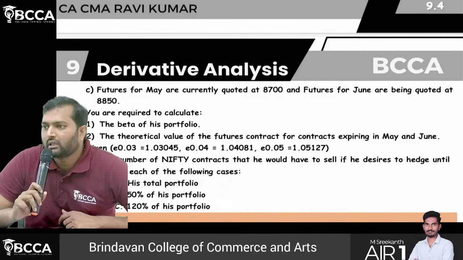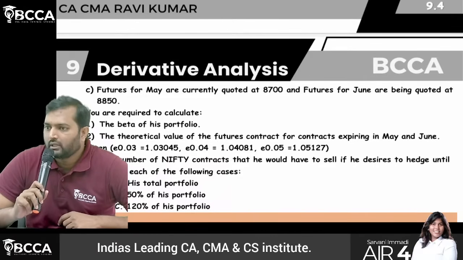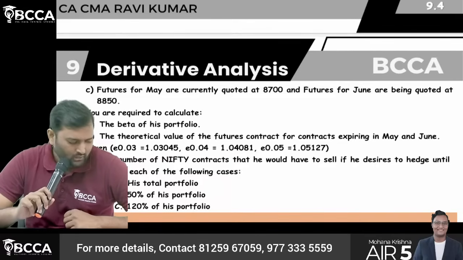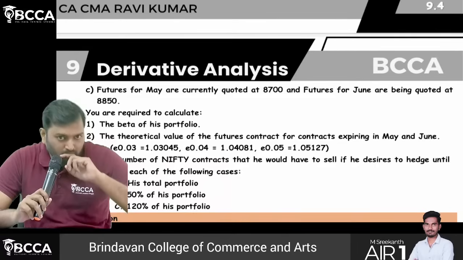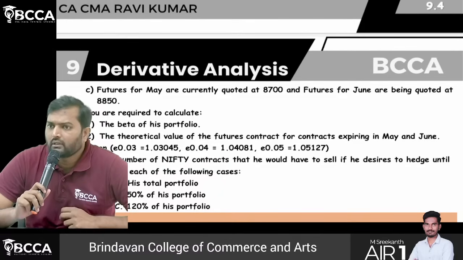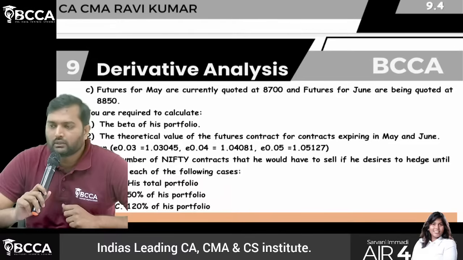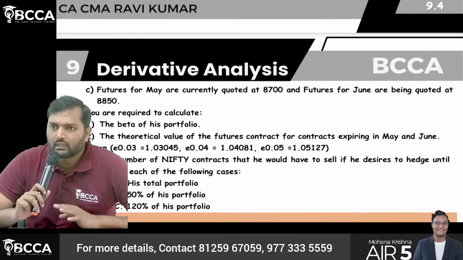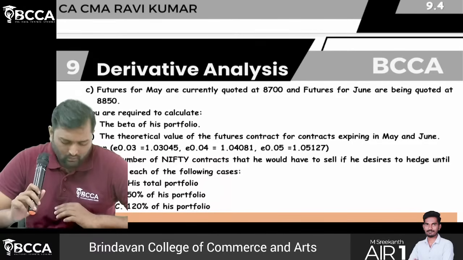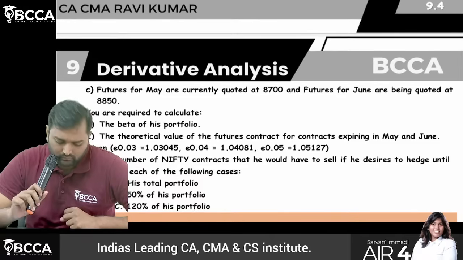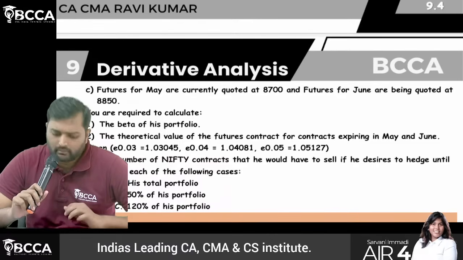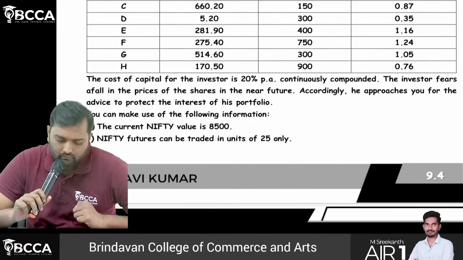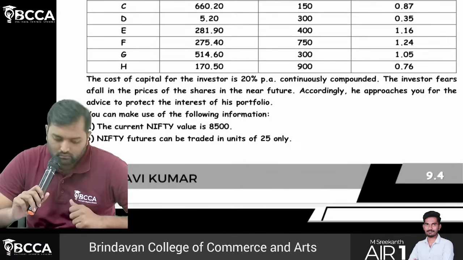How do we get the theoretical value? Spot price into e power (r minus yield) into t. Is yield given in the question? Yield is not given in the question. So the calculation is simple: the current value of Nifty, 8,500, into e power 0.2 into the time.